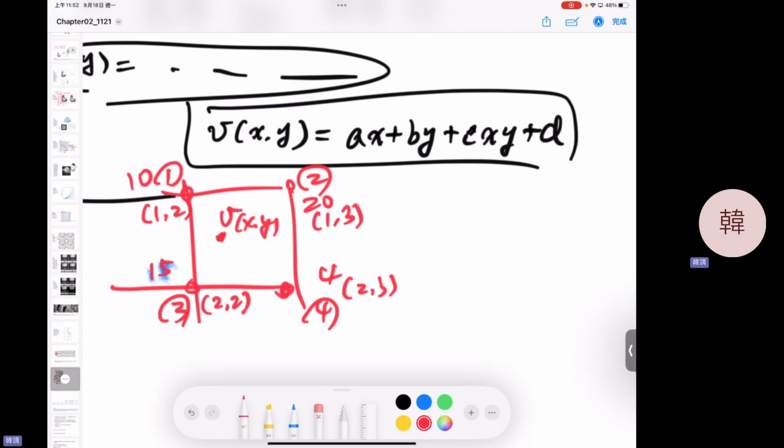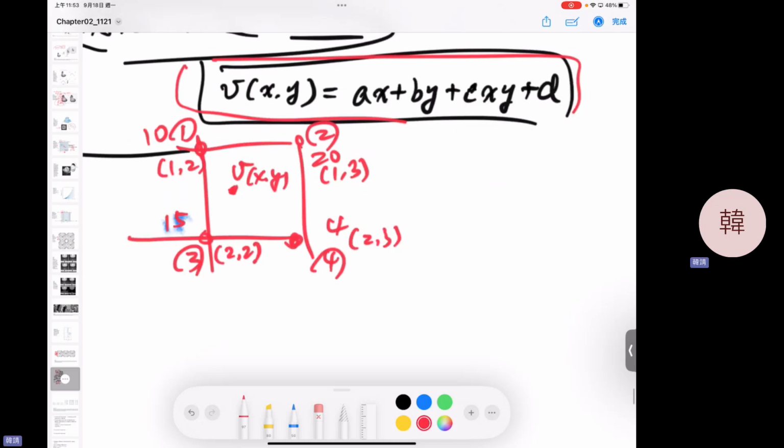I can give any location within these 4 neighboring points. Please tell me what the linear interpolation is for the value of xy here. After you calculate, you have this format, and we need to calculate A, B, C, D for the data. So how do you do this?